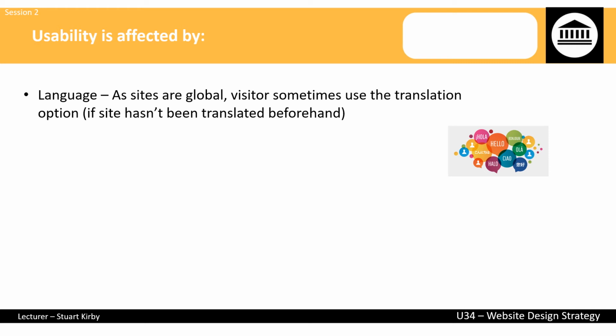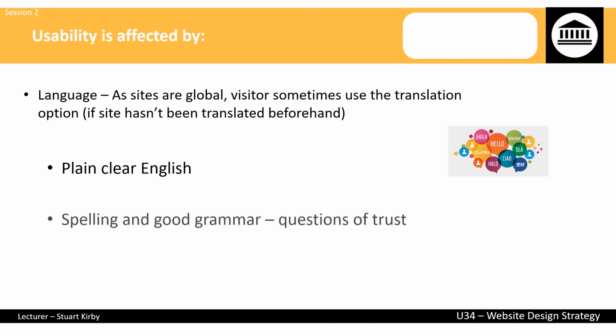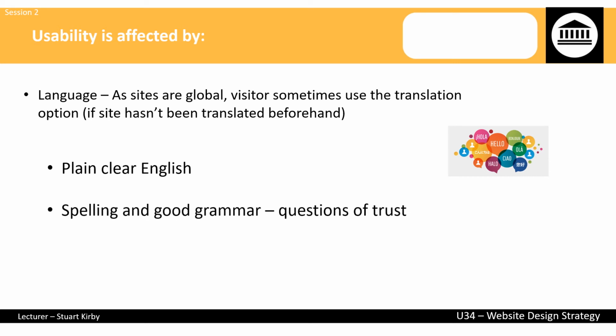But anyway, this isn't what the focus is here. Language is important because language helps convince people to do something. So a well-written website is very important. So plain, clear English is important. You don't want to confuse people. You want to be able to appeal to the masses. Spelling and grammar are very, very important. If you see a website with a lot of spelling mistakes or poor grammar, then you think it might be a dodgy website and you won't trust it, and then you won't hit that CTA.